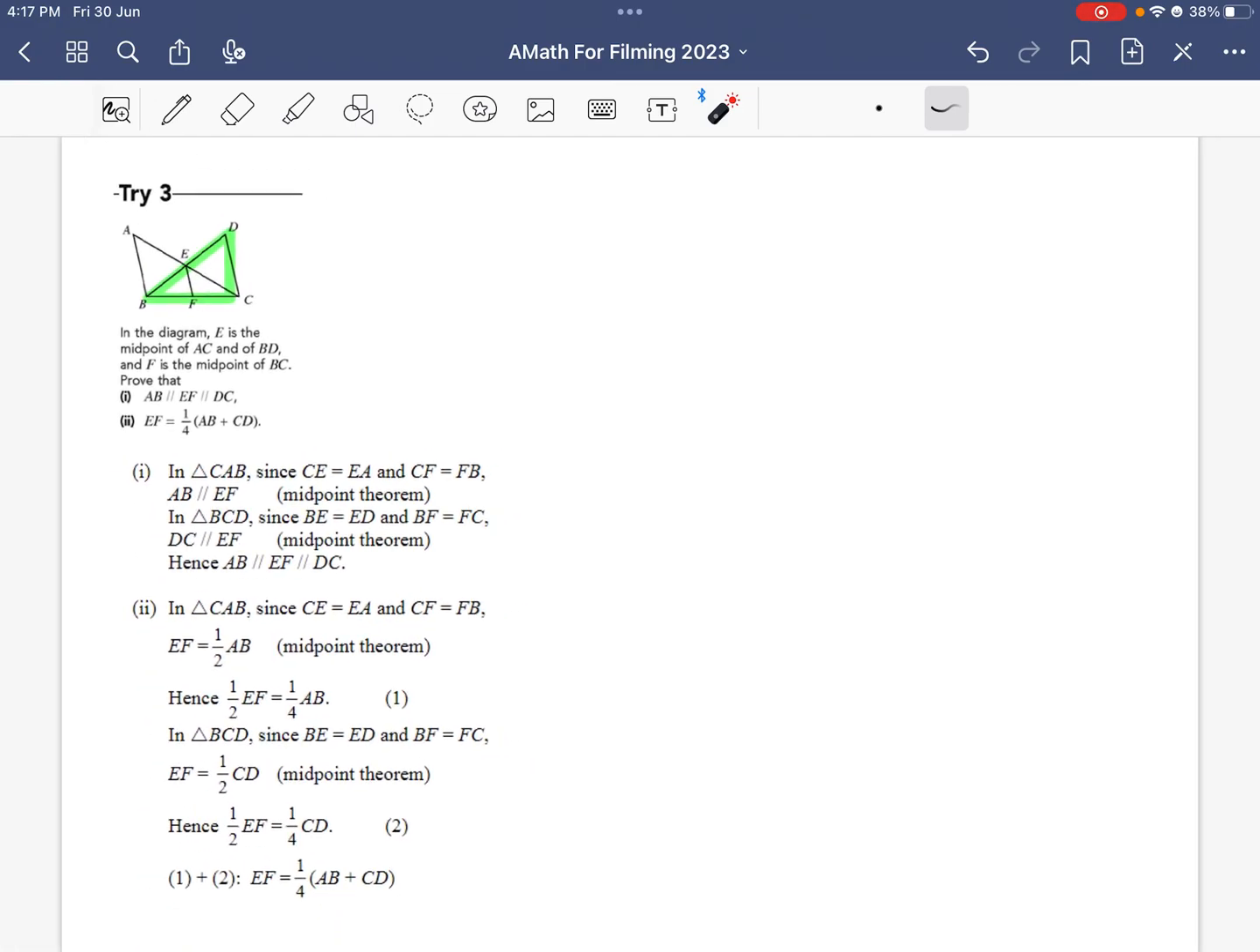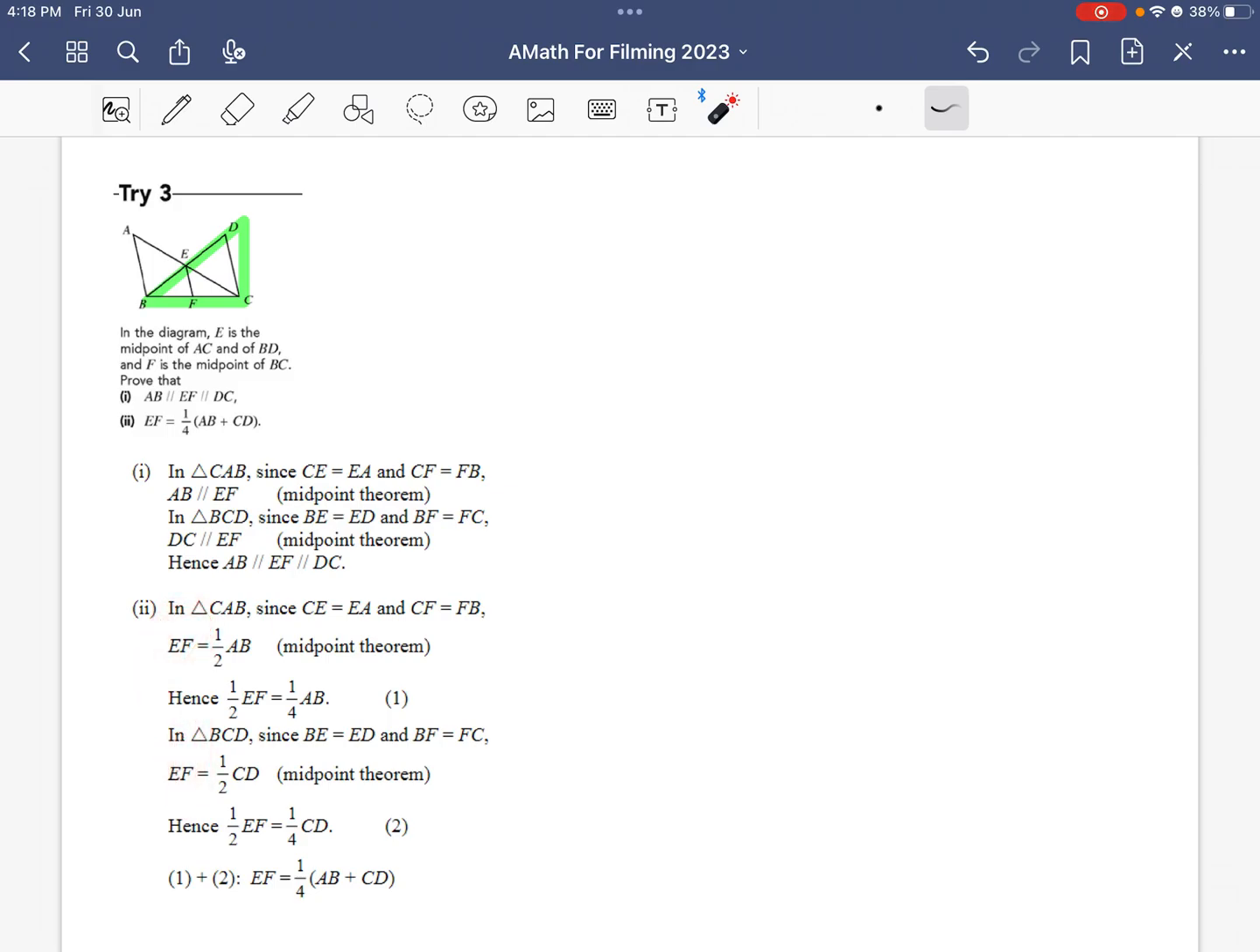Now, next part is this. First, we consider triangle CAB. So if I consider triangle CAB, I know that by midpoint theorem, my EF is half of AB. So I write that down, by midpoint theorem. Similarly, if I just highlight the other triangle, what I have is that EF is half of CD by midpoint theorem again. So now I have EF as the common side.